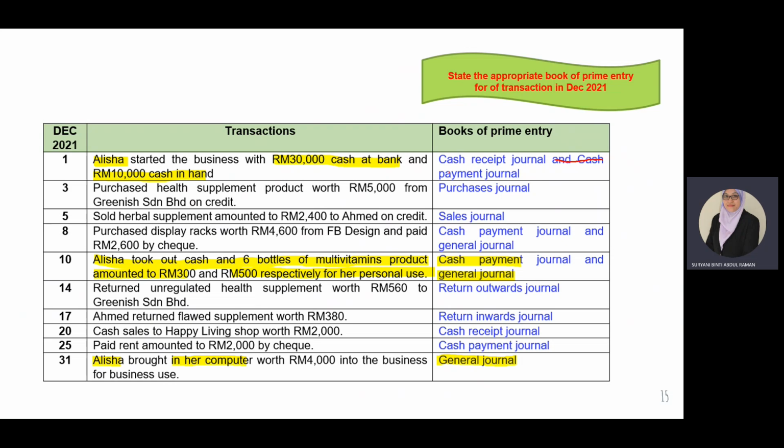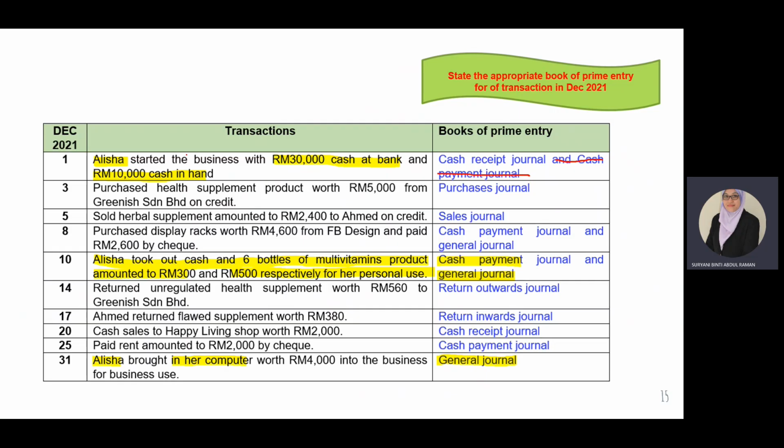There is no cash payment journal involved, as she did not bank in the money from the cash that she contributed. Instead, she put the money together at the same time. The sentence said, Alisha started the business with 30,000 cash at bank and 10,000 cash in hand, meaning she's not transferring the cash. It's not logical, is it? If you introduce 10,000 cash and you want to transfer the cash into the bank at 30,000. So here I can see there is no logic for you to record a cash payment journal. So the answer is only cash receipt journal for these two transactions.